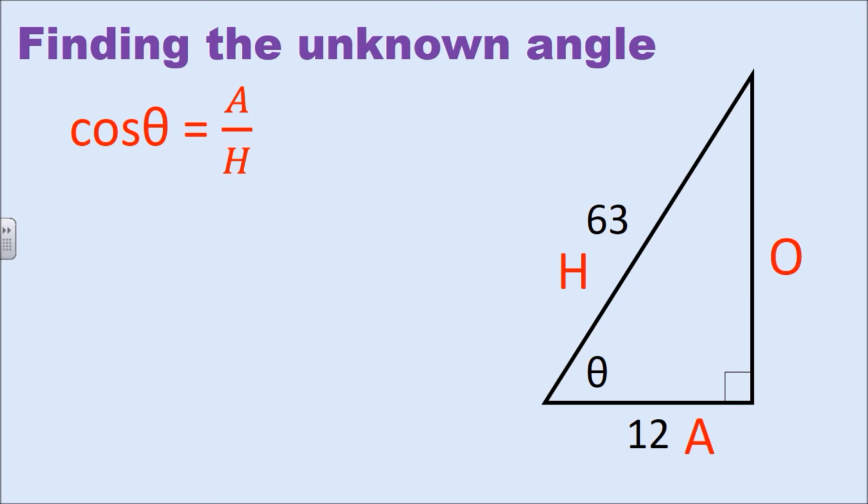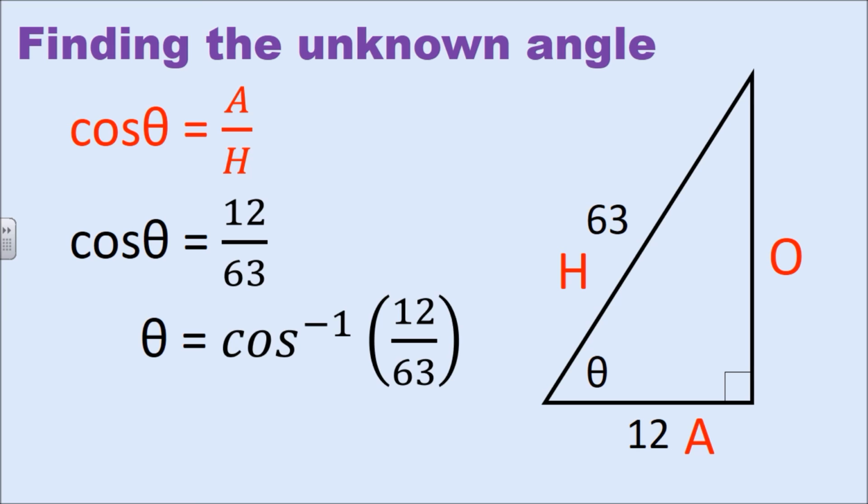Now we substitute the values in. To find the unknown angle, we now need to do the opposite of cos, which is cos to the power of -1. Find the answer by using your calculator and round to the nearest whole degree. You should get 79 degrees.